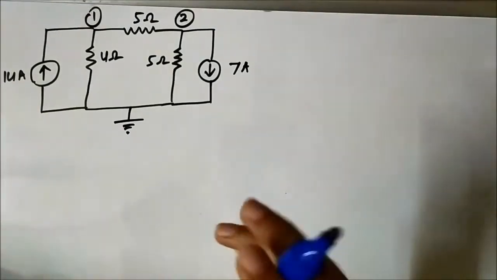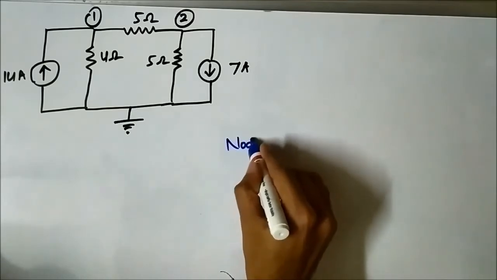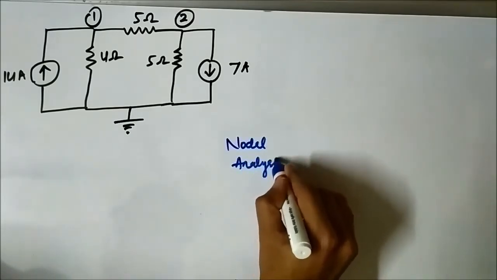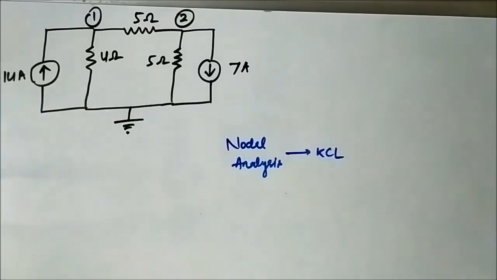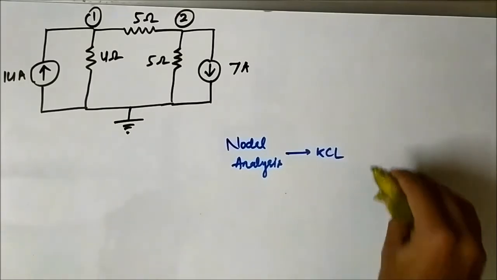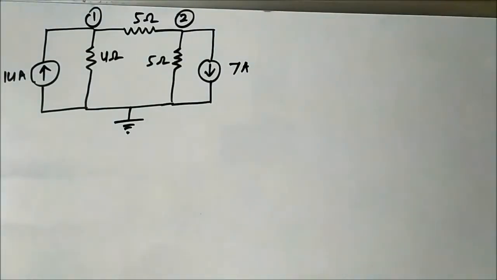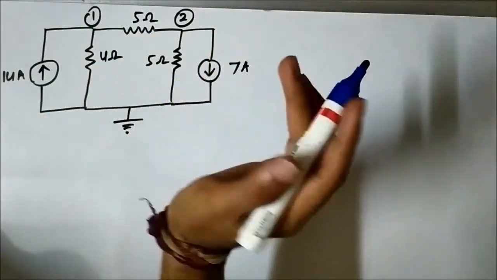So we have already discussed that nodal analysis is based on KCL. Okay. So we have to first write the KCL equation and then convert it into nodal voltage form. Okay. So let us see. Here let us assign some current directions and notations.